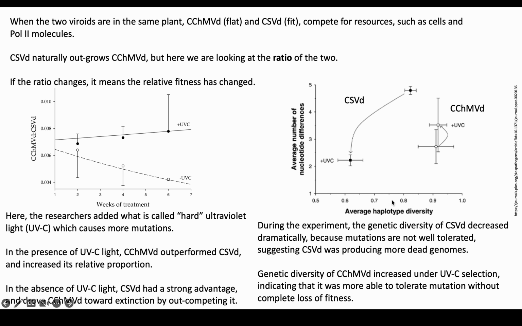And here's what happens to the average nucleotide differences. So this is without UVC, and this is with. The arrow shows going from without to with. And this is the diversity number. So over here is more diversity, over here is less diversity, and the same thing with the up and down. So basically, numbers that are up here are highly diverse. Numbers that are close to this have very little diversity in their genome.